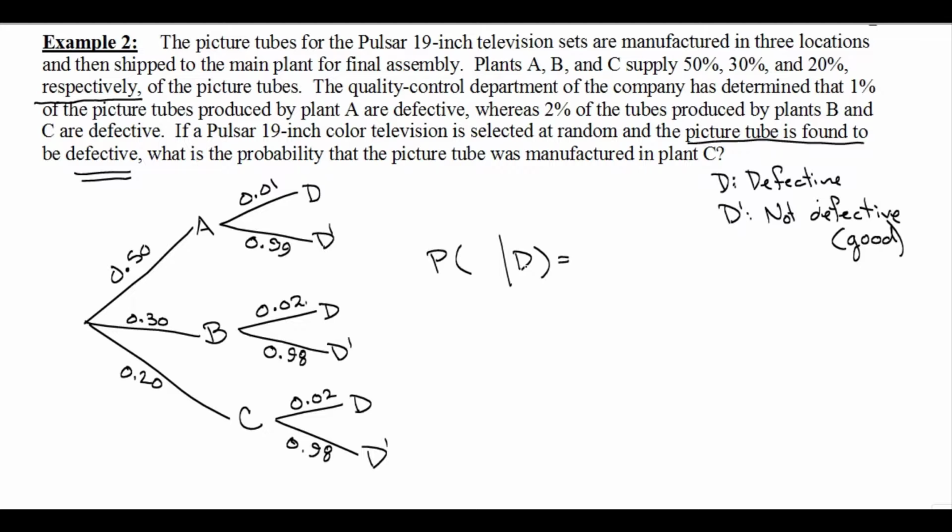Now what are we trying to find? We're trying to find the probability it came from C. So that's going to go here. Remember, your given always follows the vertical line. So the probability that it came from C, given that it's defective. What's our definition of conditional probability? The probability of the intersection divided by the probability of the given.